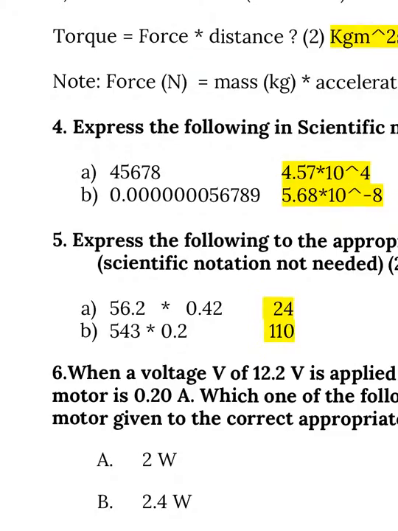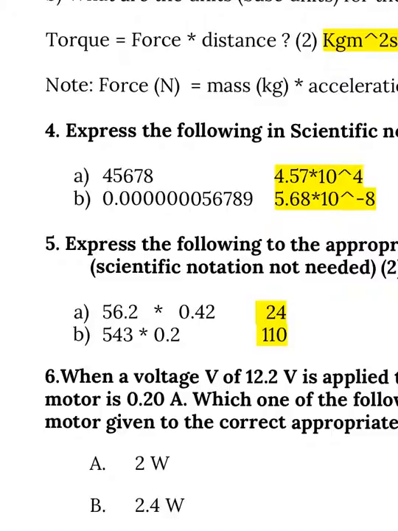The next question is about significant figures. You're multiplying two numbers and applying the following rule. The number of significant figures has to be equal to the smallest number of significant figures in the question. So here we have 56.2, which is 3 significant figures, and here we have 0.42. So we have a minimum of 2 significant figures. So when you multiply these two, you should get 23 point something, but it rounds up to 24, which is 2 significant figures.